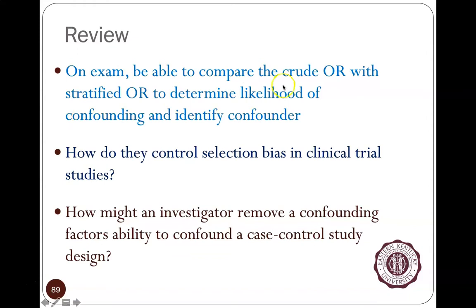So you should be able to know the difference between odds ratios and stratified odds ratios, the crude ones and the stratified, and be able to tell which one or if it's got confounding. More than a 15% change is evidence of confounding. Going from like 1.2 in the big group to 2.2 in the stratified group, that's an odds ratio of 1 difference, which is equal to 1 times 100. That's 100% difference. So that would be evidence of confounding.